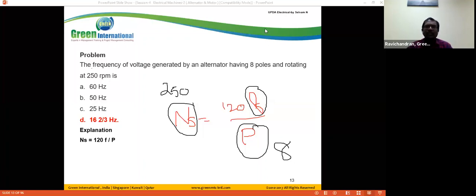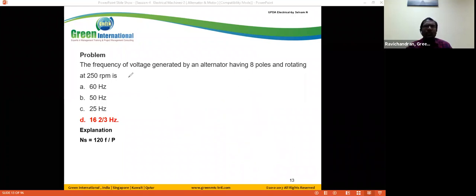So apart from this, maybe the frequency. Here they say that the rotating speed is 250 RPM. So definitely this alternator is here. This alternator may have a cylindrical rotor or salient pole rotor. The speed is 250 RPM, so maybe option A, cylindrical rotor, salient pole rotor, or none of these. Here we read that 250 RPM, so this alternator definitely is a salient pole alternator.